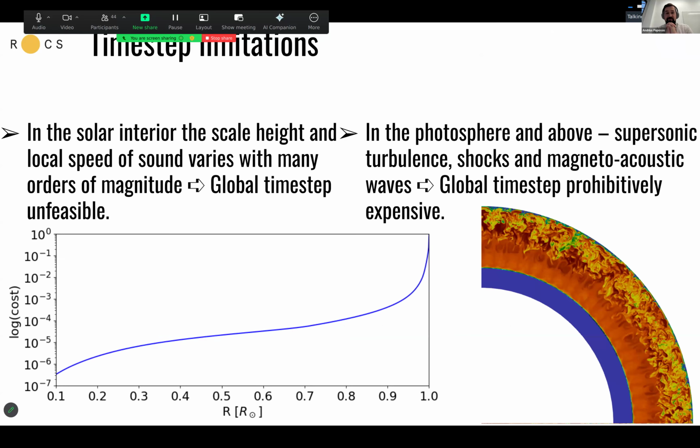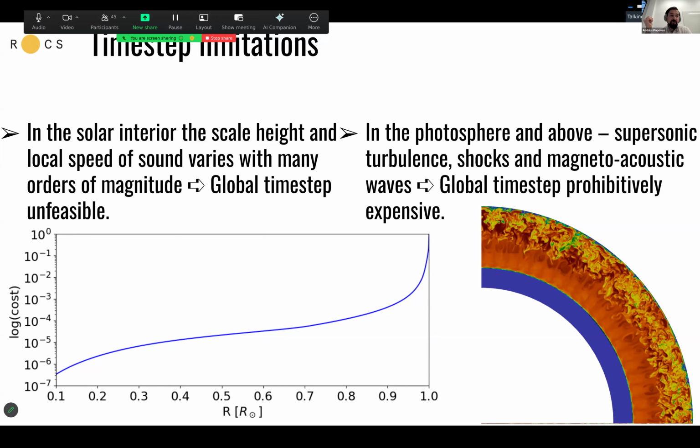Next thing is to understand how expensive it is to run the simulations. Here on the lower left side, you can see a plot of normalized cost per layer. So it's basically a local scale height taken as a cell size and operated with a local speed of sound. And it gives us the cost of the radial layer in relation to other layers. And you can see that it varies by 7 orders of magnitude.